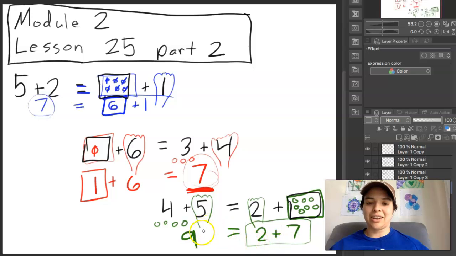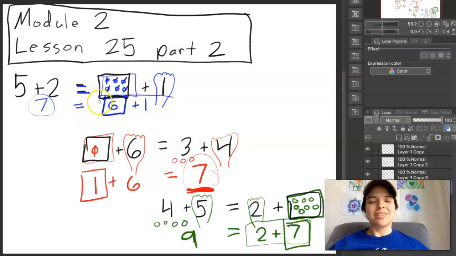How cool is that? So 9 is the same as 2 plus 7, because 2 plus 7 is 9. And 9, for sure, is the same as 9. So if we reread the whole equation, it would be 4 plus 5 is equal to 2 plus 7. Nice job. Figured out all those mystery numbers.